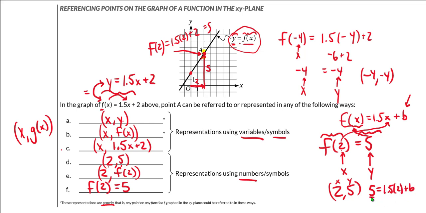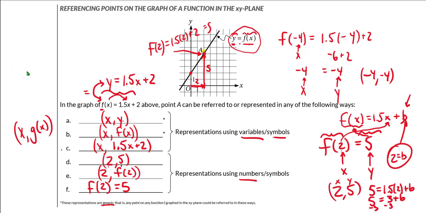This would be 5 equals 3 plus b. Minus 3, and we would get 2 equals b, and we would be able to solve for that b value. So again, when you see something like f of 2 equals 5, or even something like 2 comma 5, you just need to keep in mind that there is a possibility that substituting 2 for x, 5 for y might be valuable to you. Do want to say one other thing.